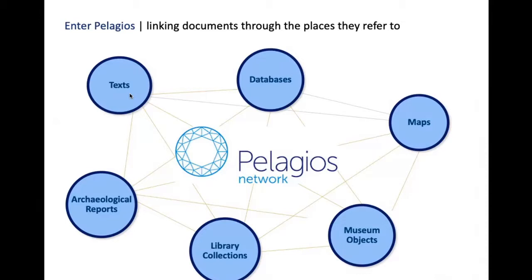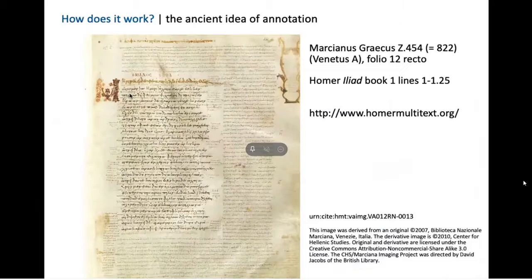online, whether that information is stuff that you produce with archaeological reports or databases, or stuff that I do, which is working with texts, perhaps working with library collections and maps. And the way that Pelagios is able to link all of these very heterogeneous documents on the web is through a process called annotation.